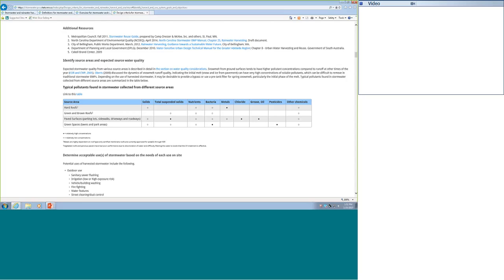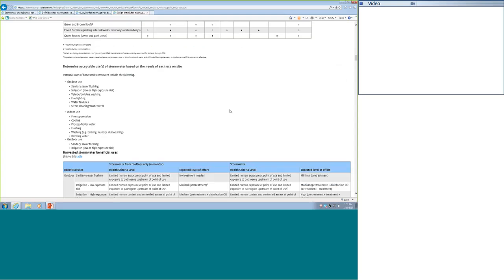So the filled-in dot is expected high concentration, the open dot is lower, and then no dot means it's not really expected to be found. So for example, you might have bacteria as a pollutant in some of your green spaces from wildlife, whereas hard roofs, maybe metals might be a concern.